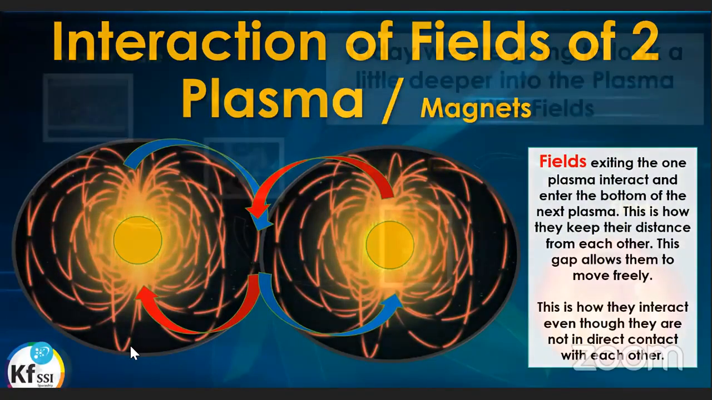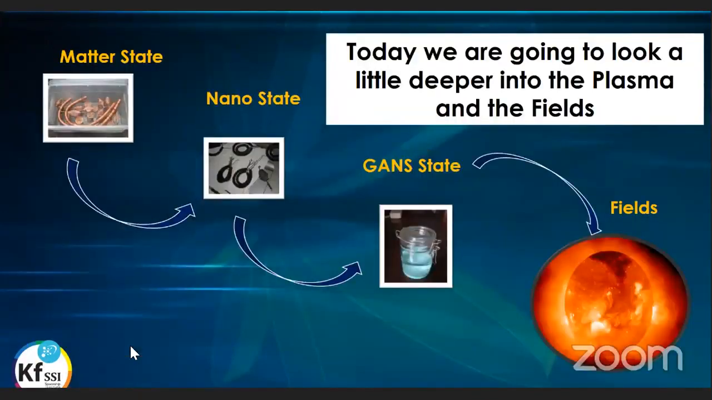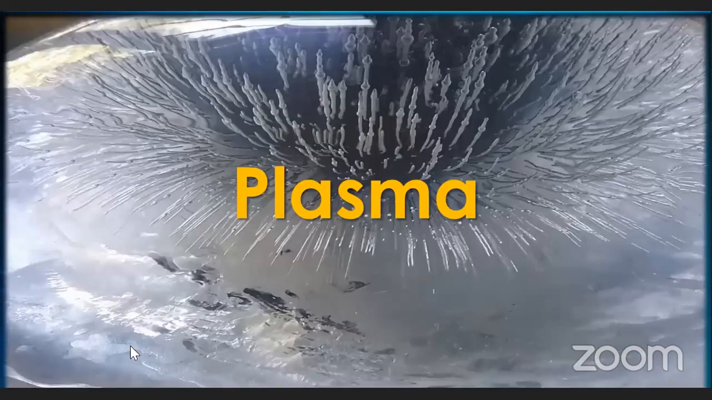And we brought to you the understanding that from the matter state, we go into the nano, and we showed you a bit of the GANs. So today we're going to look a little bit deeper into what we term the plasma and the fields that make up the plasma. There's a nice picture, which we will go on to later today, of the plasma fields which have been put into the ice when we freeze the water.